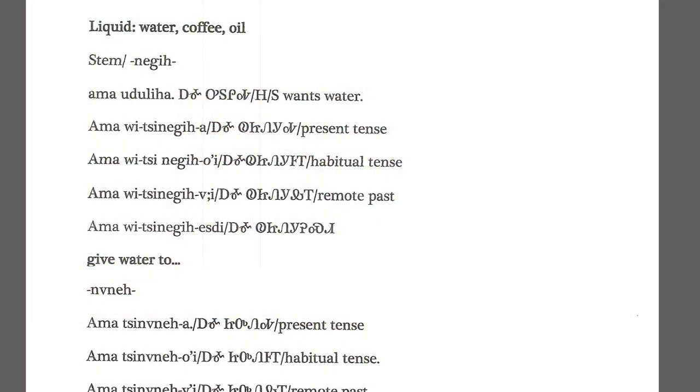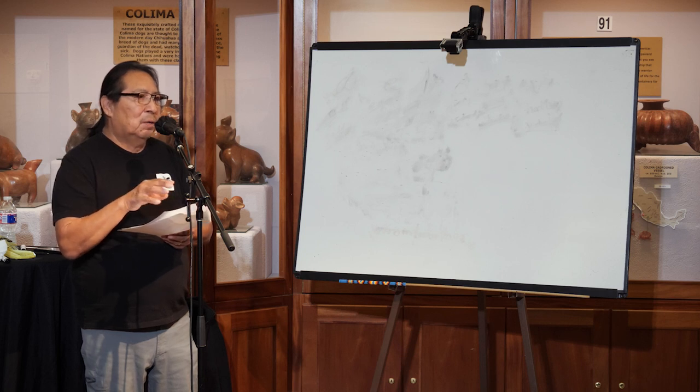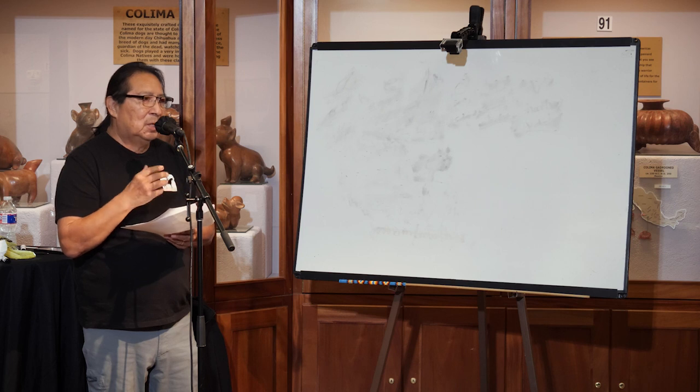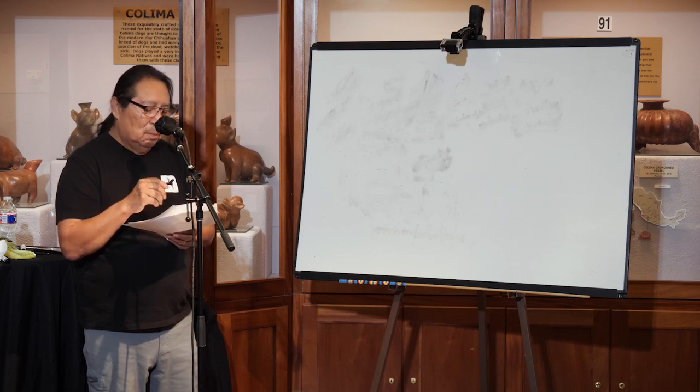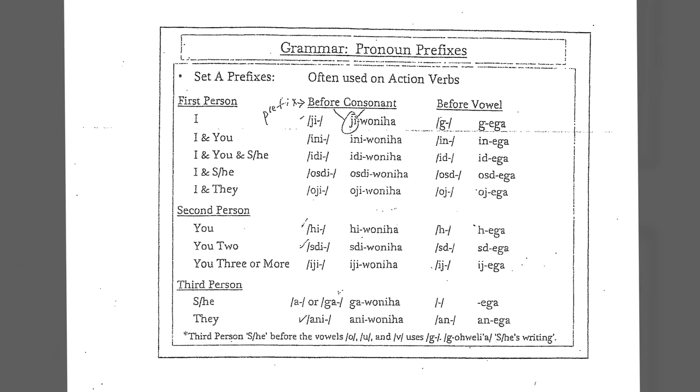A liquid. It could be water, coffee, oil, whatever. And the stem for that will be negi. Actually, some of these stems, there's about three or four different stems I could use, but I went ahead and just used these here because there's lots of ways you can say things in Cherokee. But I just kind of went down to these here.